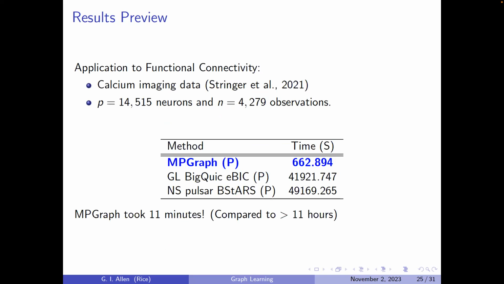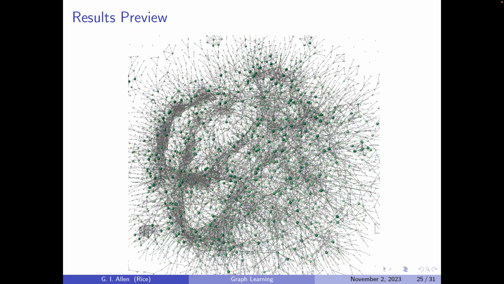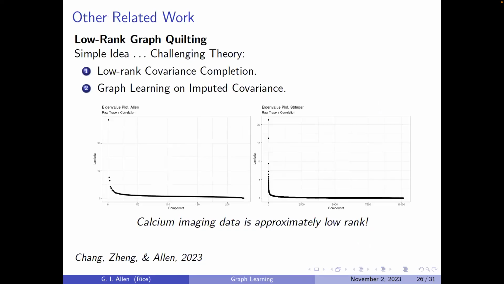So on calcium imaging data, ours took about 11 minutes to estimate the graph of 14,000 neurons with hyperparameter tuning. And this is an estimate. It's a nice small world structure. There's some interesting findings here about the relations of these neurons to neural tuning, but that's for another talk and another day.